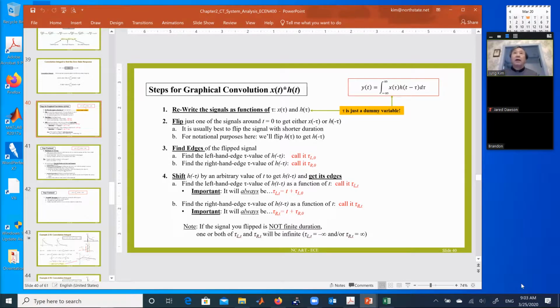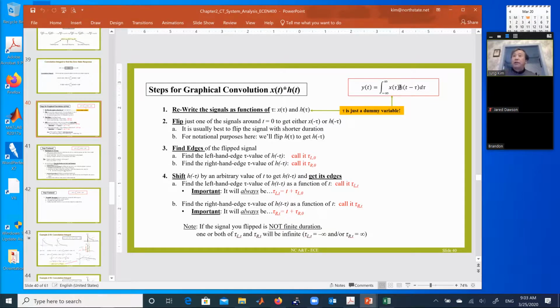Okay, this is chapter two, convolution. The convolution integration is this guy. So y of t, the output: x of t is changed to x of tau, and h of t is changed to h of tau. Then multiply them together, x of tau and h of t minus tau, and then integrate after the multiplication.